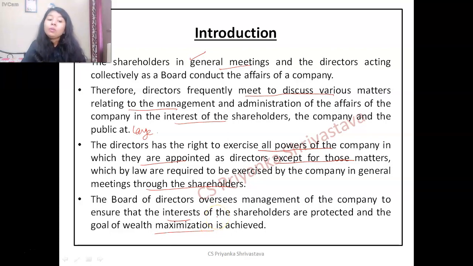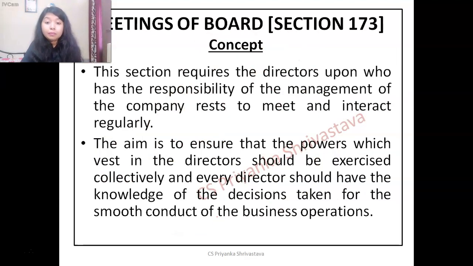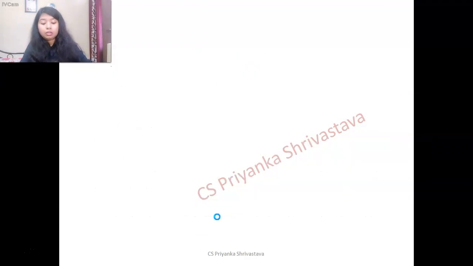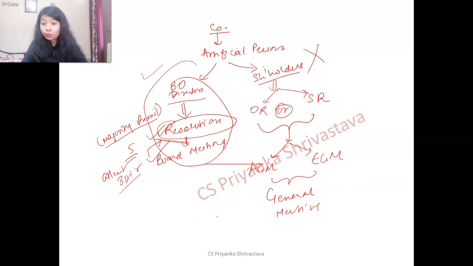So what is the motive behind the board of directors managing the company? They need to ensure that the interest of shareholders is protected, and the main motto of any company is profit maximization or wealth maximization. So the board of directors need to ensure that that motive is being achieved. Now if you haven't noted this, you can note this down. Done.